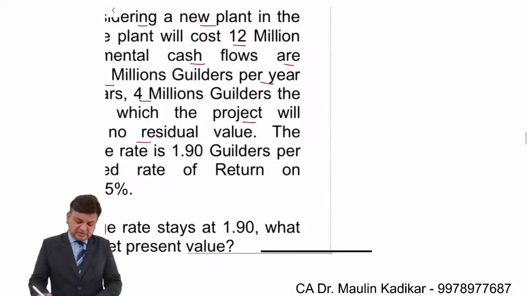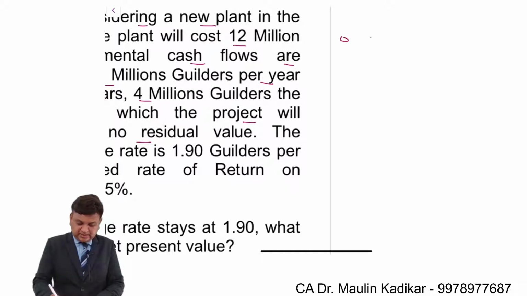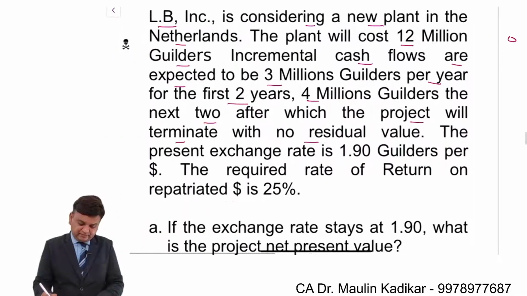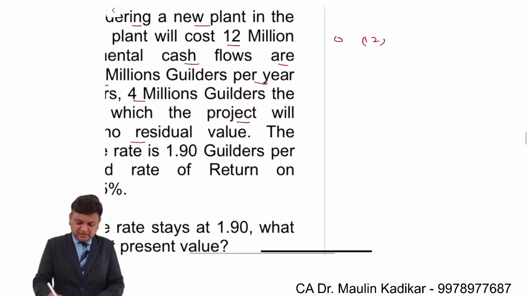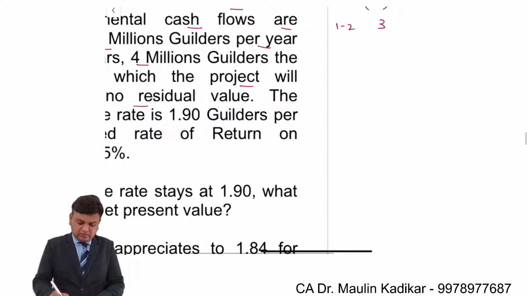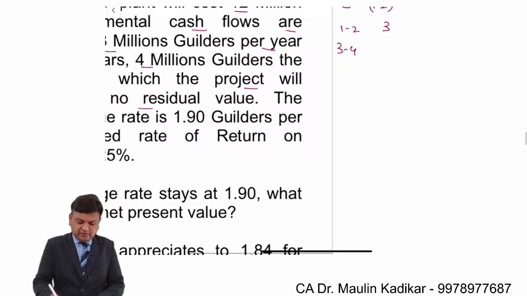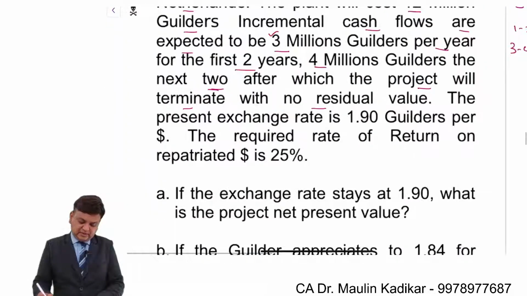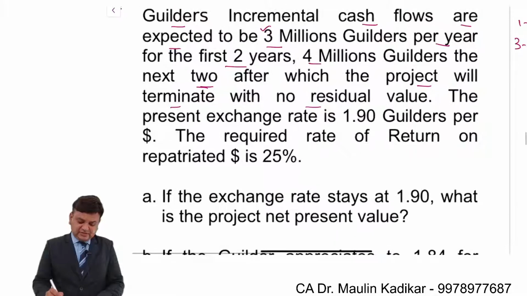So the information is given to us. Year 0, it is cash outflow of 12 and cash flow is 3 for the first 2 years. 4 million for the next two, that is for the third and fourth year, it is 4 million. After which the project will terminate with no residual value.